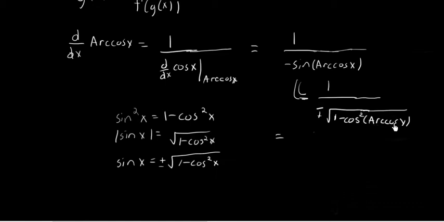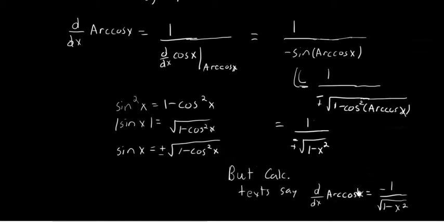When we look at cosine squared of arc cosine of x, this is asking us the question of what's the angle whose arc cosine is x, and then we take the arc cosine of that angle, so we'd expect to get x, and then we squared it. So that this just becomes 1 over minus plus the square root of 1 minus x squared.